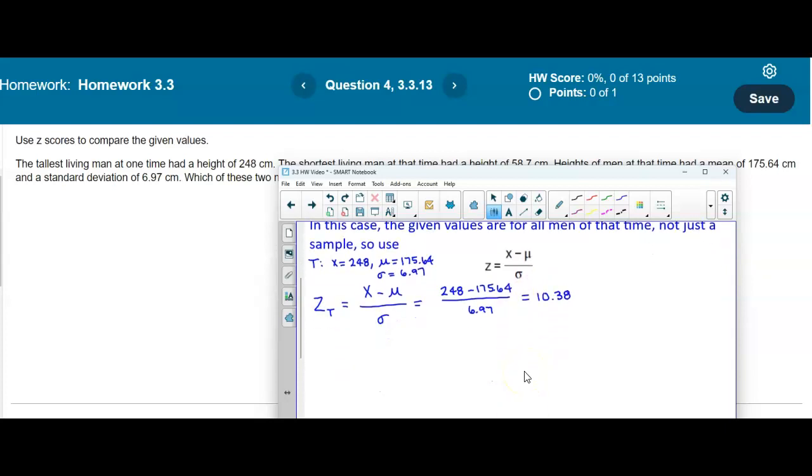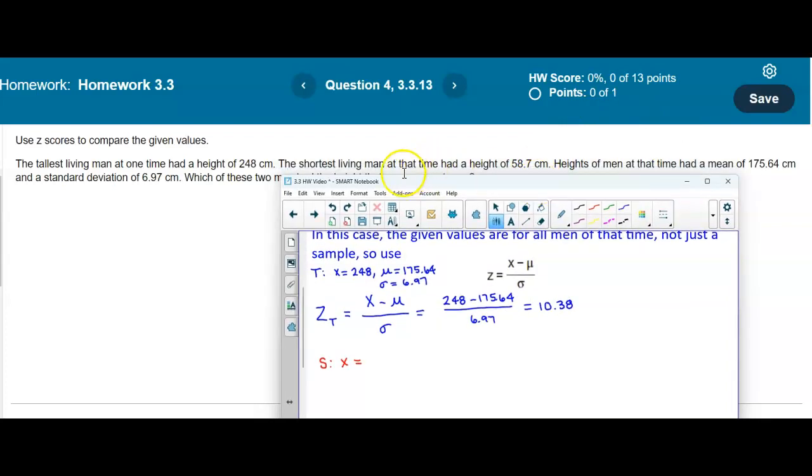Okay. Now let's go ahead and find the z-score for the shortest man. So again, we're going to get the x value for the shortest man, and if you look at the top here, the shortest living man at that time was 58.7 centimeters. Again, we know that the mean is 175.64 with a standard deviation of 6.97. So we're going to call this z subscript s to represent the z-score for the shortest man. And again, the formula for that is x minus the population mean divided by the population standard deviation. So the x value is 58.7, and then we're subtracting the mean of 175.64, and then dividing that by the standard deviation of 6.97.